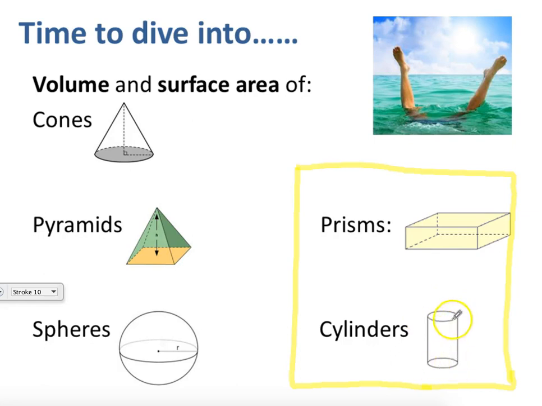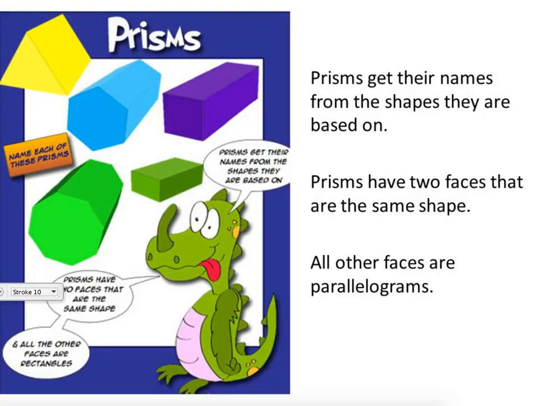Cylinders, you can see the shape, two base circles. And prisms can be a number of different base shapes. We can have rectangular prisms, we can have triangular prisms, and you'll get a look at what all those look like in just a moment. So prisms, like I said, we can have different types of prisms, and prisms get their names from the shapes they are based on, or think of the bases. So here's a picture of all these different types of prisms.